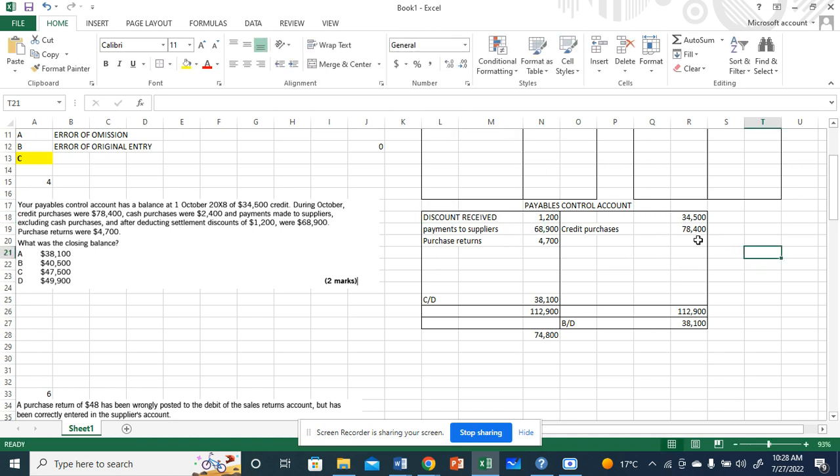Whenever you pay your suppliers in advance, they offer you a discount. All right, and that discount to you is a form of a gain. All right, so what happens is you debit the payable. Then discount received, since it's a form of income, it increases with credit. So you credit discount received, and also you credit cash. That was the only correction I had to make.